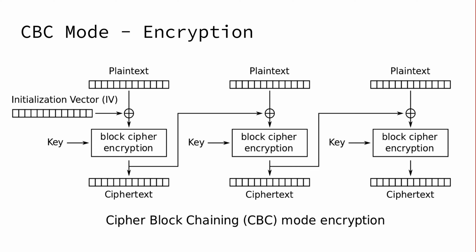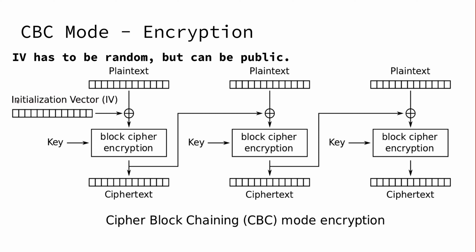What we have here is an initialization vector. This initialization vector has to be random, but it can be public. Usually it's just prefixed to the ciphertext. The first block is usually the initialization vector when CBC encrypted things are transferred. So what we do is we take the plaintext, XOR it with this initialization vector, encrypt it, then we have the ciphertext.